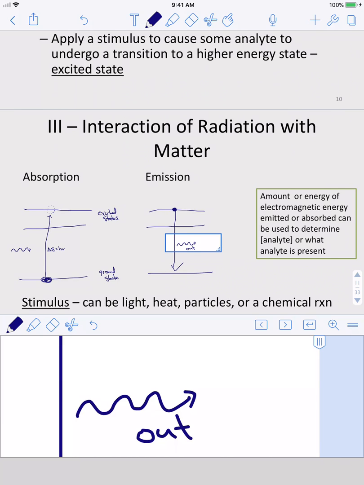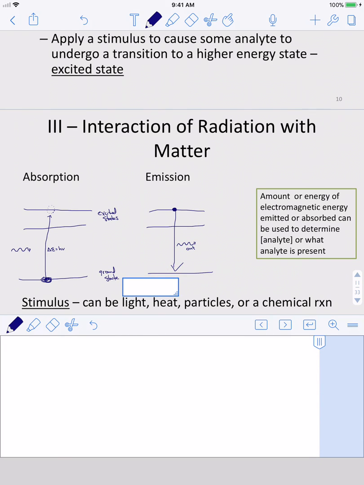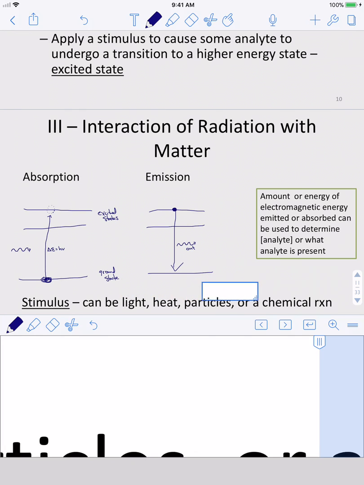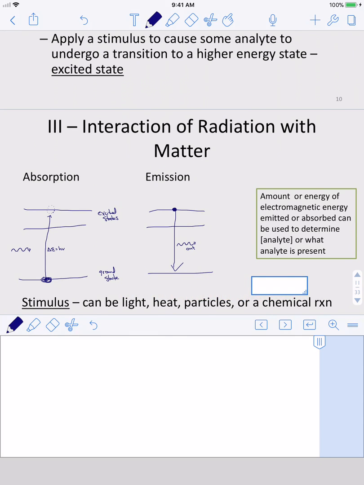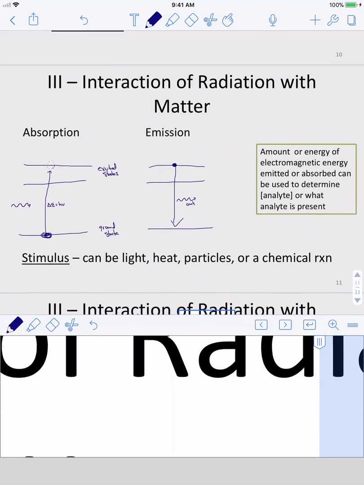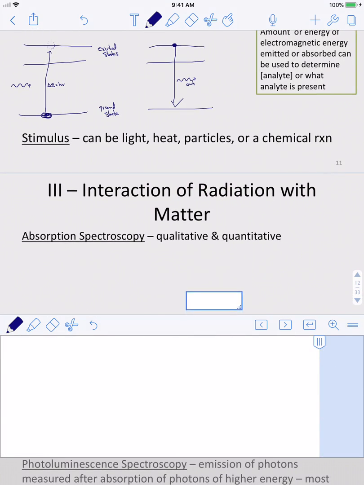Okay, so the stimulus can be light. It can be light, so we can just shine light on a molecule and excite it, or light can come out. Okay, it can also be heat, so we can heat up something until it starts to irradiate. It could be particles, high energy particles. It could be a chemical reaction, as in the case of chemiluminescence or bioluminescence. If you think about like fireflies, right, that's a chemical reaction that produces that stimulus. Any of those can work. All right, so we're going to focus on absorption for a second.